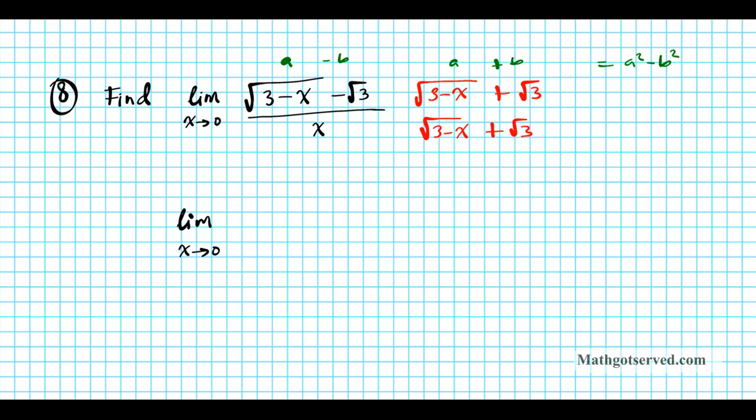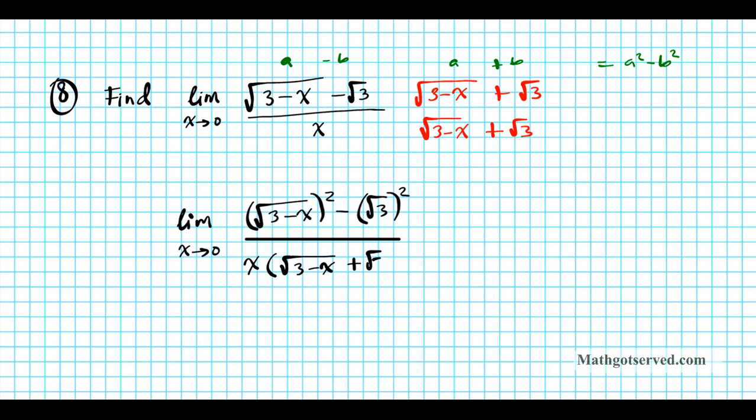Okay, so if you multiply that out, this is simply going to become the square root of 3 minus x squared minus the square root of 3 squared. That goes for the numerator. Okay, and then for the denominator, we're going to simply have x times the square root of 3 minus x plus the square root of 3. Okay, let's not distribute because we might have some cancellation happening in the top, that'll take out this x, all right?